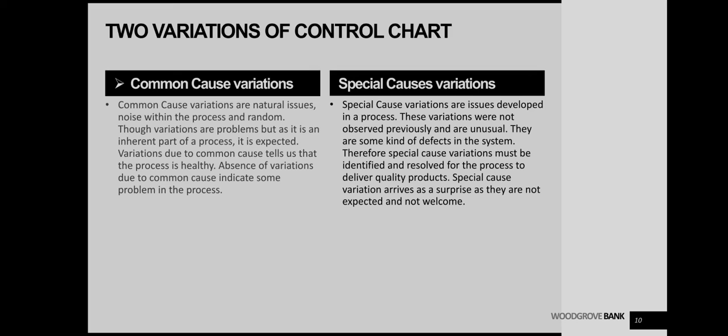Special cause variation are issues developed in a process. These variations were not observed previously and are unusual. They are some kind of defects in the system. Therefore, special cause variation must be identified and resolved for the process to deliver quality products. Special cause variation arrives as a surprise as they are not expected and not welcome. For example is faulty controllers, machine malfunction, poor batch of raw materials, and power surge.